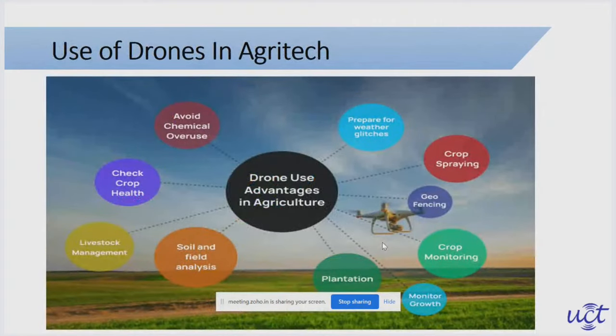Then the use of drones in AgriTech. In India and many other countries, drones are very popular in different sectors. In AgriTech also, drones are going to be used, mainly for crop monitoring, growth monitoring, and soil analysis of the field. Also, apart from farming, if we are doing livestock management, crop checks and health checks can be done. And the major one is that we can do the spraying of insecticide, pesticide, and nutrients using drones.